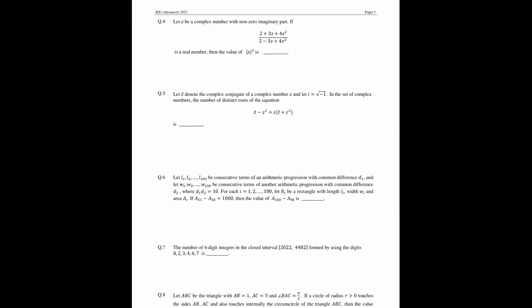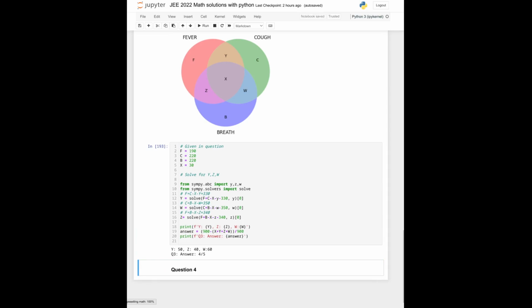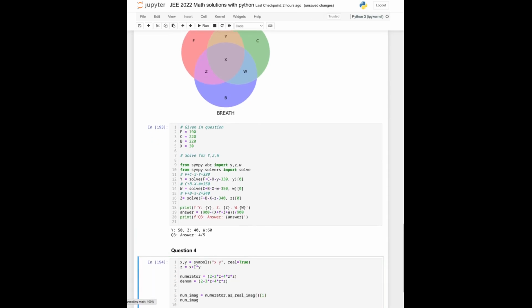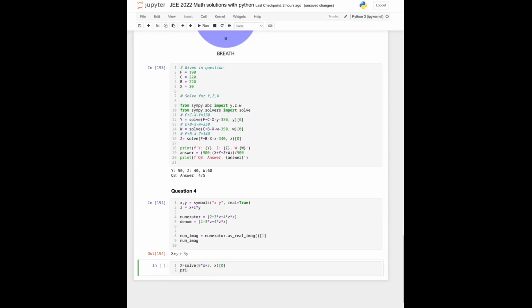Question 4. Z is a complex number. Since the given fraction is real, the imaginary part must be 0. And the imaginary part is 8xy plus 3y. Means x is.